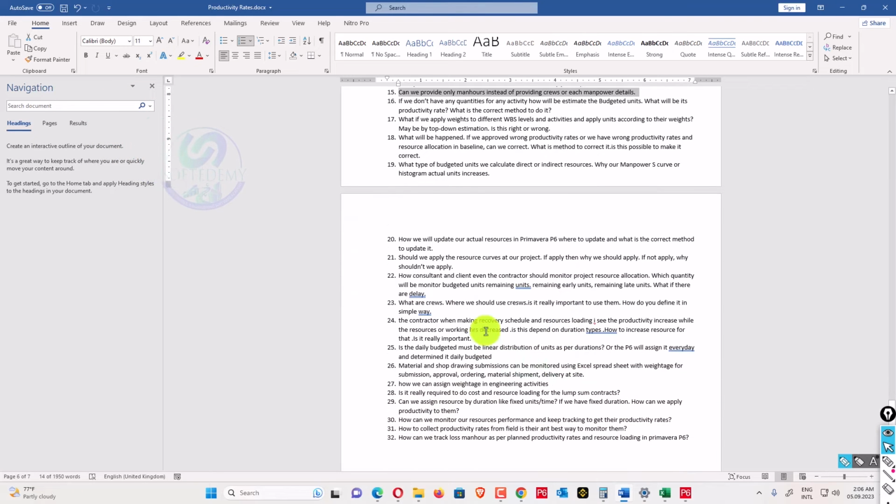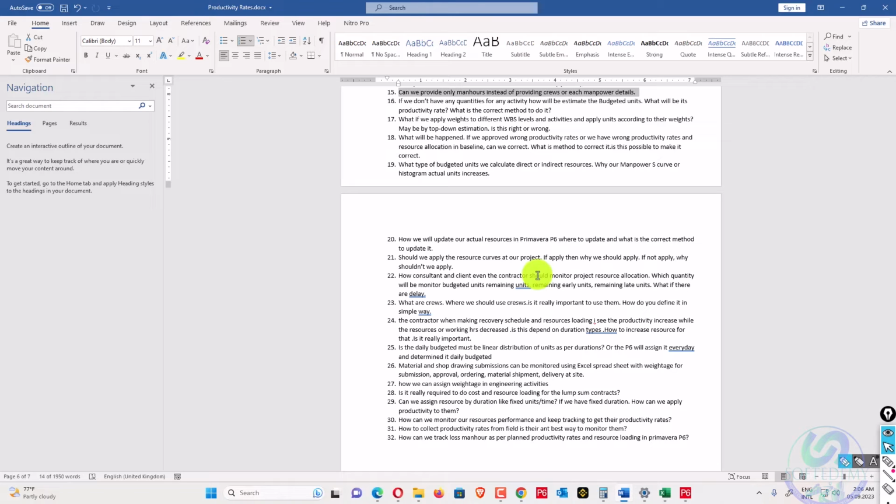And how will we update our actual resources in Primavera P6, where to update, and what is the correct method to update it? So to update resources, you use direct resources from your daily progress report. If you are updating on a weekly basis, you will also update on a weekly basis.